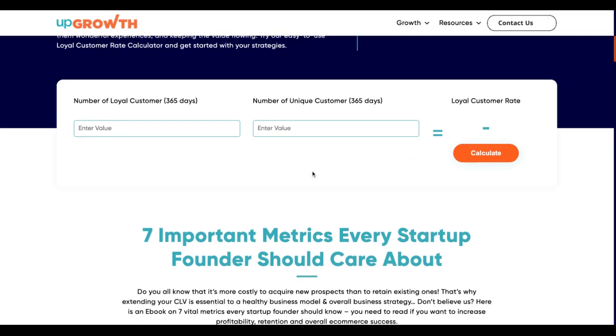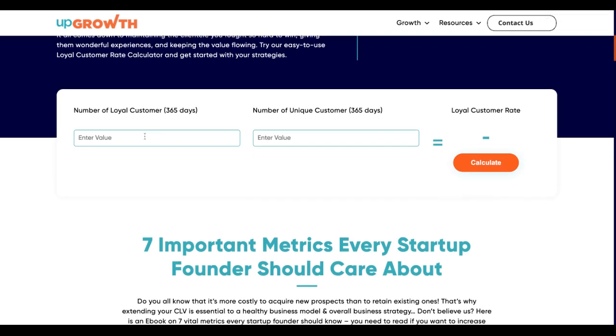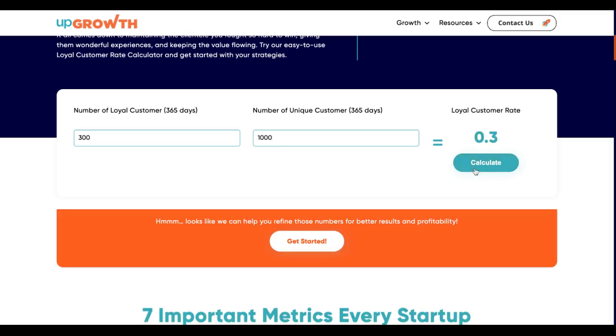So let's look at an example. Let's assume that over the past year, your business had 300 loyal customers who made repeat purchases or have signed up for your subscription services, and you've had 1000 unique customers in total. So simply input 300 and 1000, hit calculate. You get your loyal customer rate of 0.3, which means 30% of your unique customers were loyal customers.